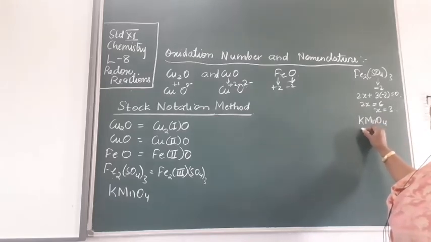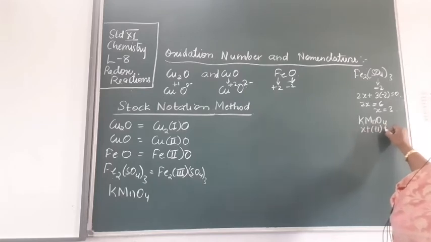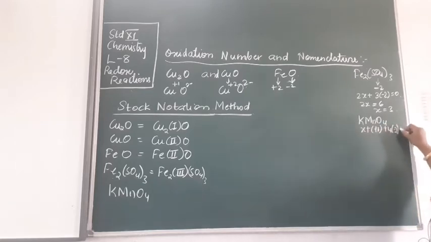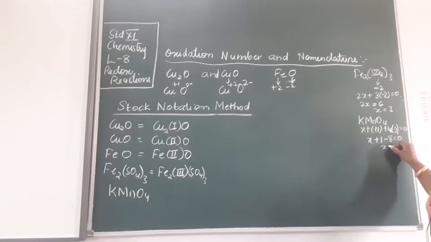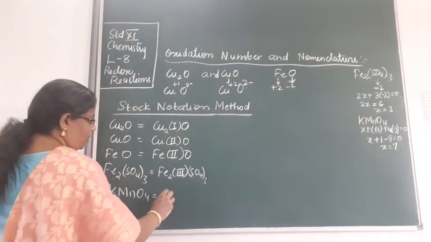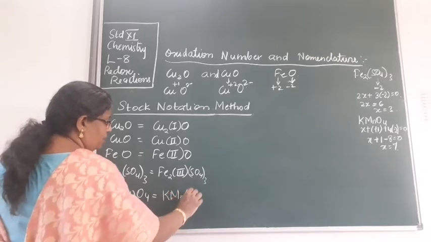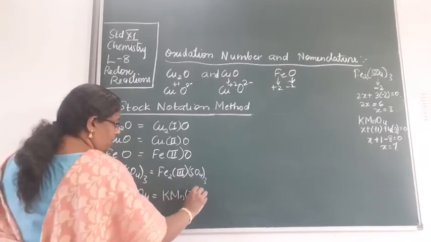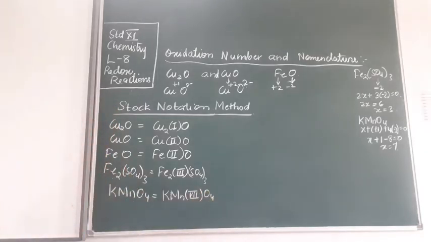Mn का ऑक्सीडेशन स्टेट, this is Mn X ले लेते हैं, K का +1, +4 into -2 equal to 0. So therefore X +1 -8 equal to 0. So X is equal to 7 आ जाएगा. So Mn का oxidation state is +7. So therefore how do you write it? K Mn7 O4. This way you will give the notation.